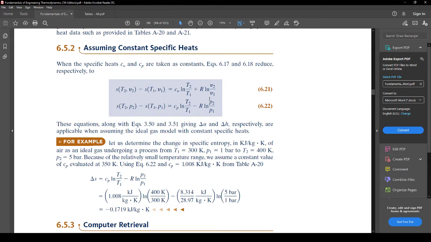And this is after everything went down, right? This is the equation we're looking at. This is the one that we want. Essentially, CV and CP are going to be some number, right?